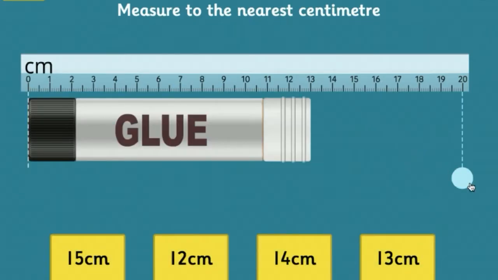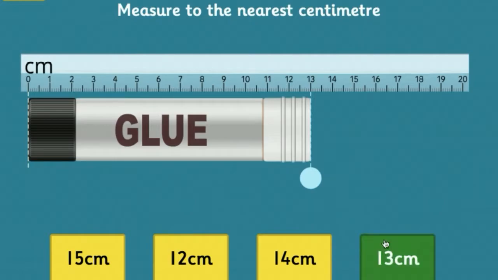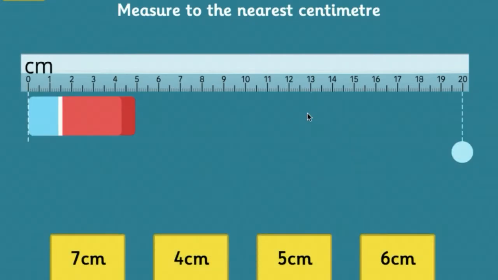We have another glue stick. Again, it's lined up at 0. We'll drag this icon down. Looks like it's 13 centimeters. Well done. This eraser looks a bit bigger than the other eraser we measured. Let's see how long it is. Again, we see that its edge is lined up at the 0 and the other edge reaches about 5 centimeters. So I'll come down here, find the 5 centimeters. Brilliant.